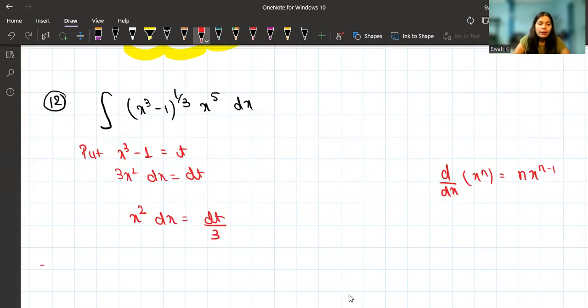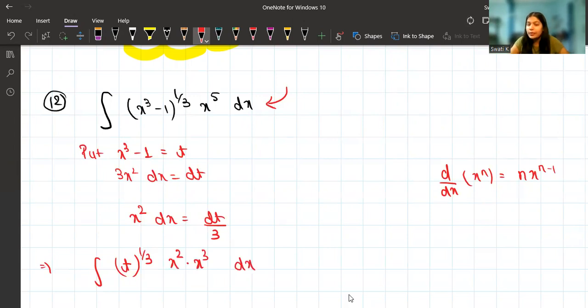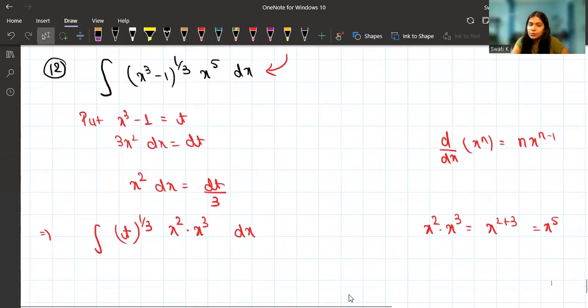Okay. Now I'm going to write this integration question in a little different form. So this will become integration, x cube minus 1 I have taken as t. So I can write this as t raised to 1 upon 3. And then here x raised to 5. Can I not write this as x squared times x cube? Yes, I can, because that is the property of exponent once again. That x raised to 2 times x raised to 3 is nothing but x raised to 2 plus 3, that is x raised to 5. So I can write, using this property of exponent, that x raised to 5 is x raised to 2 times x raised to 3.